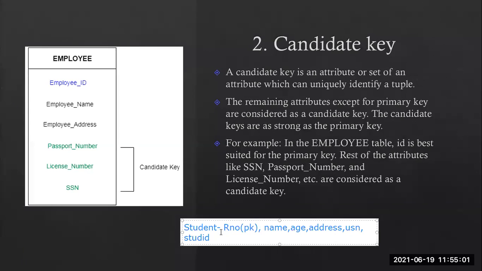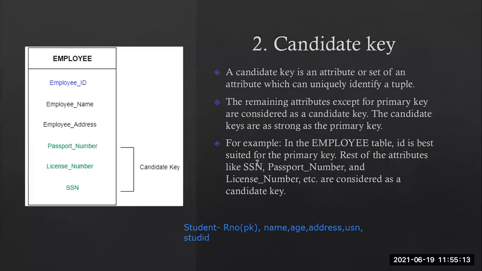Exactly. Why can you not say the name and age? Because n number of students are having the same thing. Yes. So you can have a candidate key as USN and student ID here. That was the correct answer. So let us begin here.